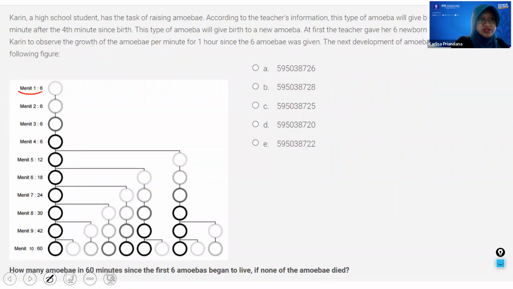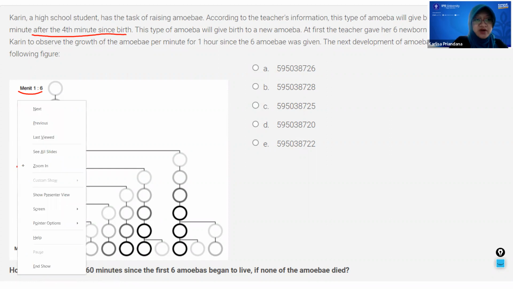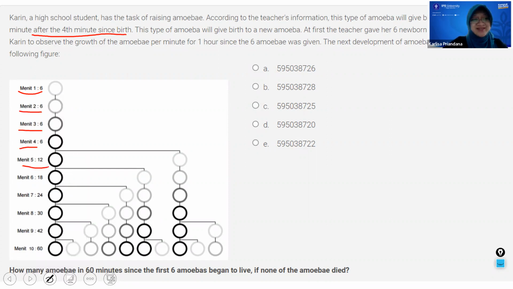And then next one, she still has 6, still 6, still 6, because the rule of the game is that the amoeba will give birth to 1 new amoeba per minute after the 4th minute since birth. So the 6 amoeba will give birth to 1 each at minute 5. Okay, so we have 12 amoeba at minute 5.